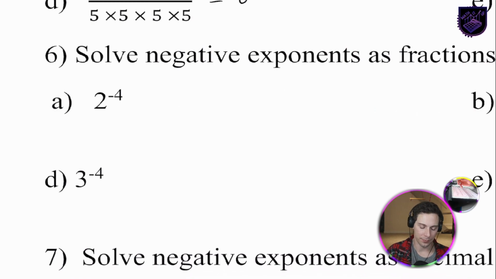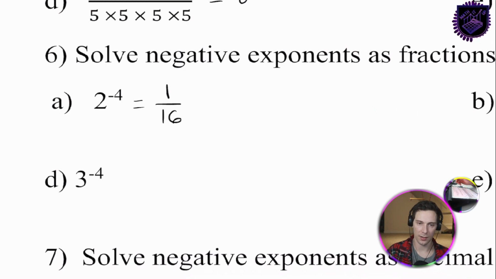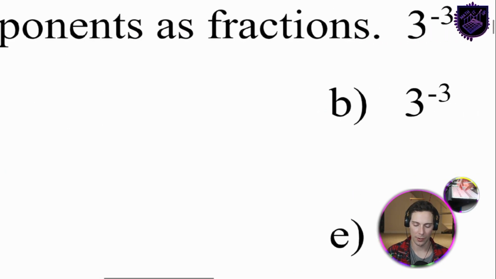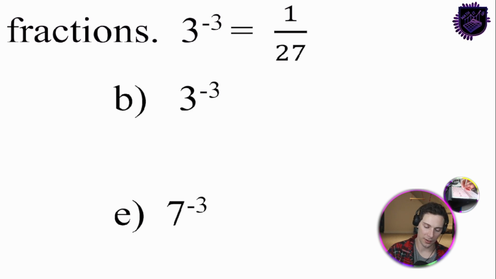All right, 2 to the power of negative 4. So 2 times 2 is 4, times 2 is 8, times 2 is 16. So this is going to be 1 over 16 as an answer, as a fractional statement. 3 to the, oh, look at that. Look at this right here. Nice little help. This is going to be equal to 1 over 27.